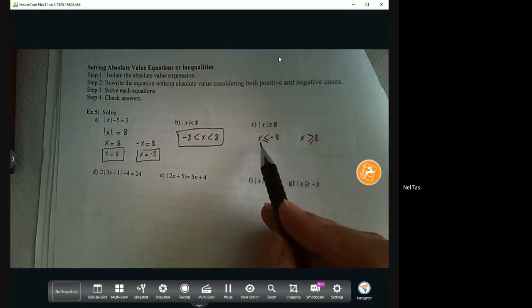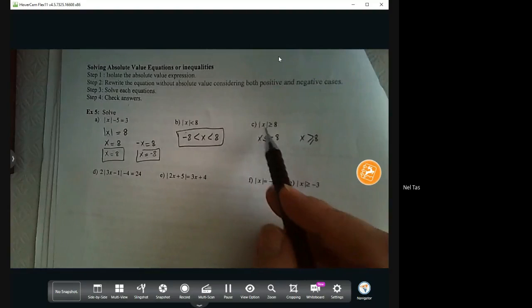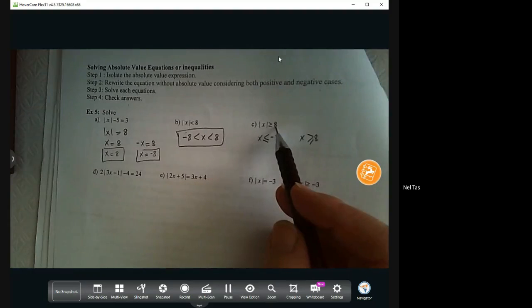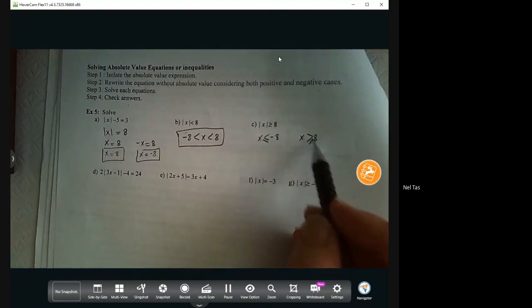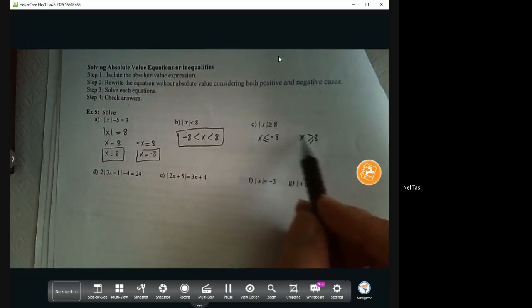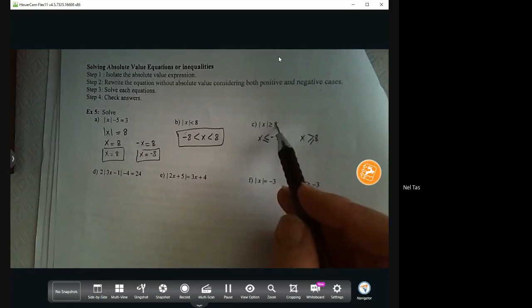Again, if you want to check your solution here, pick an x value that is less than -8, say -9. In here, the absolute value of -9 is +9, which is greater than 8. Or pick a value here, let's say 10. The absolute value of 10 is 10, greater than 8. Okay, D.